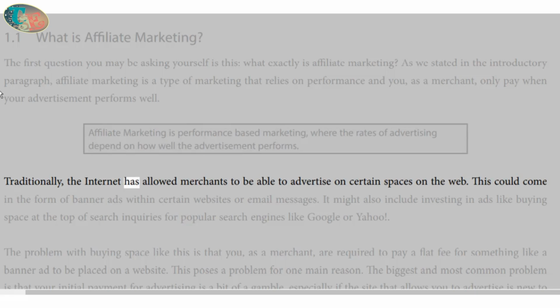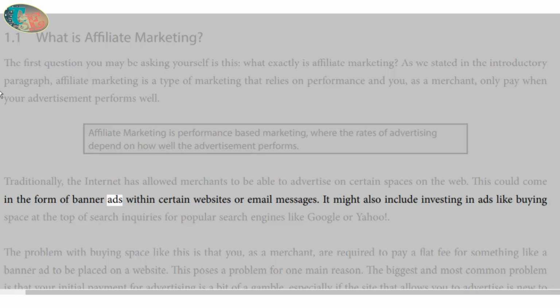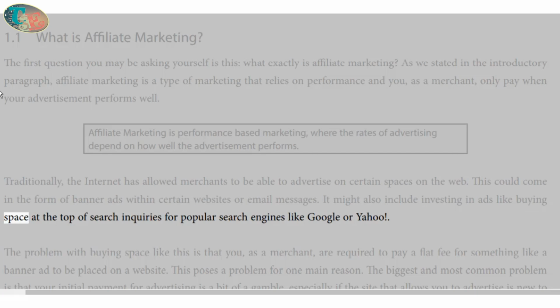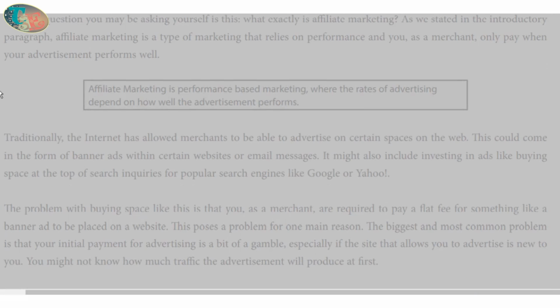Traditionally, the Internet has allowed merchants to be able to advertise on certain spaces on the web. This could come in the form of banner ads within certain websites or email messages. It might also include investing in ads like buying space at the top of search inquiries for popular search engines like Google or Yahoo. The problem with buying space like this is that you, as a merchant, are required to pay a flat fee for something like a banner ad to be placed on a website.